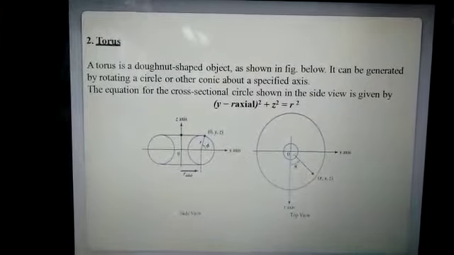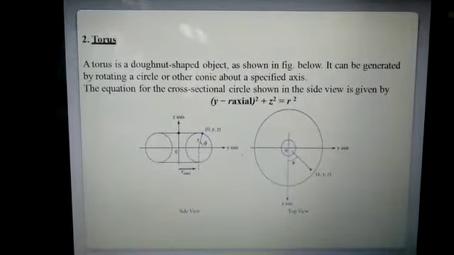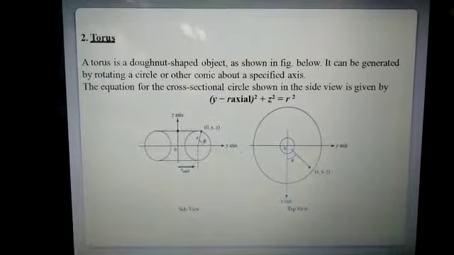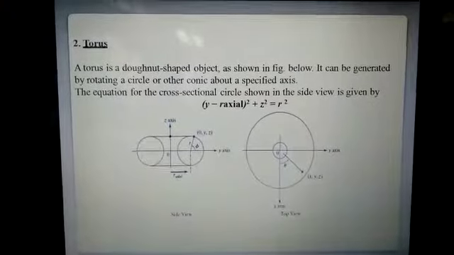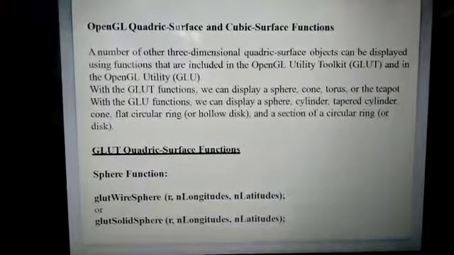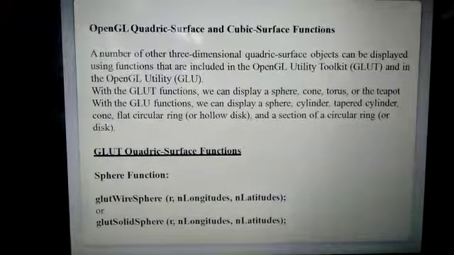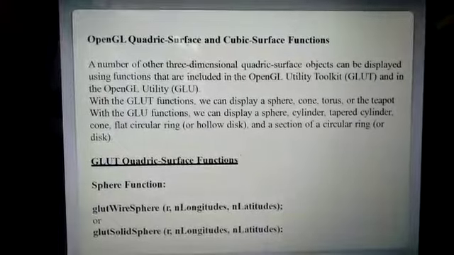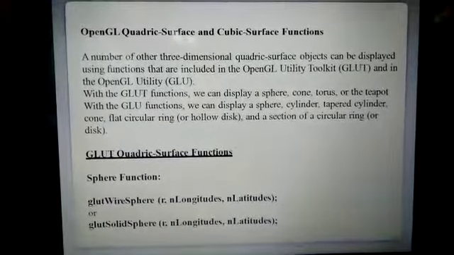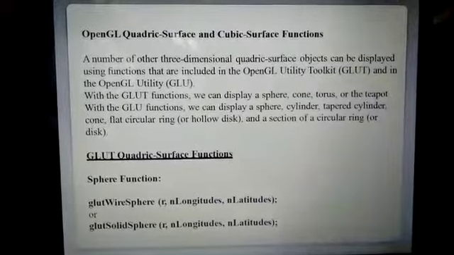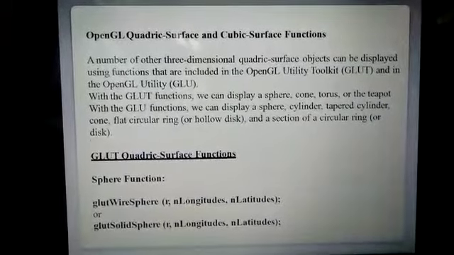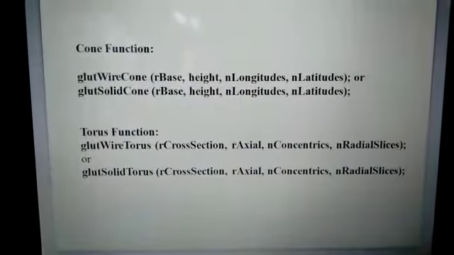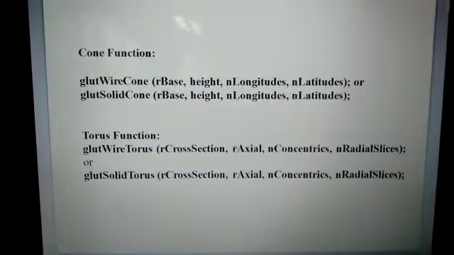Similarly, a torus, which is a donut shaped object, is defined with the equation (y minus the axial radius) square plus z square is equal to r square. With the pictorial representation you can see. For quadric surfaces and cubic surfaces, as in wired objects, we can use the OpenGL GLUT quadric surface functions such as longitudes and latitudes, with respect to the functions included in the OpenGL Utility Toolkit, GLUT, and the OpenGL Utility, that is GLU, libraries. Similarly, we have OpenGL functions for the objects cone and for the torus.